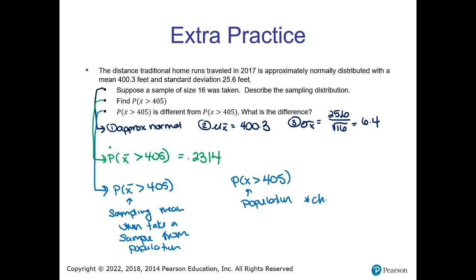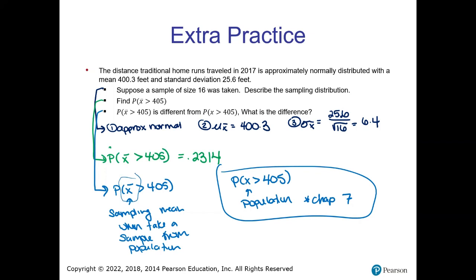This is what we did back in chapter 7. We were just told, hey, I have a mean and a standard deviation, what's the probability I get a certain value? That's chapter 7. What we're doing today is taking samples from that population, averaging those samples and getting a new distribution, and that is this distribution here, X bar. So please be careful when you're looking at those symbols to make sure you're doing the correct one.